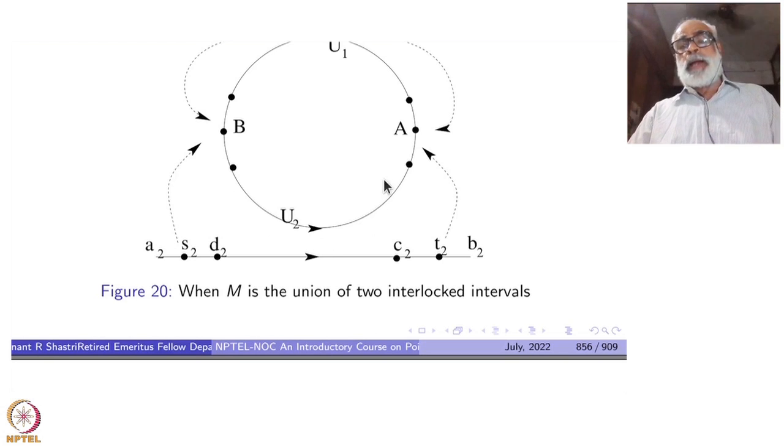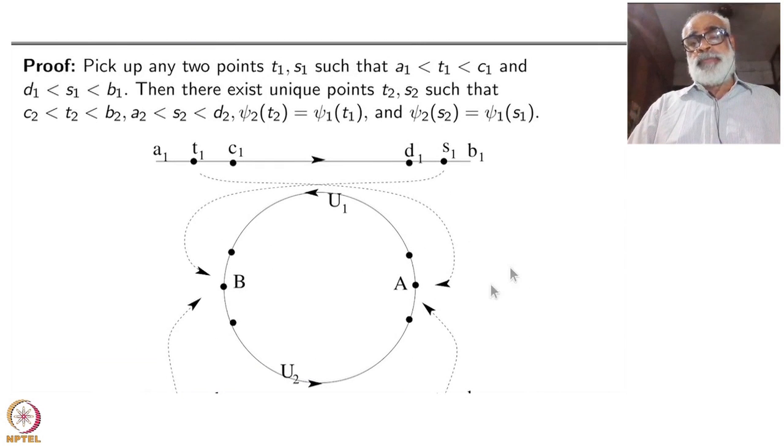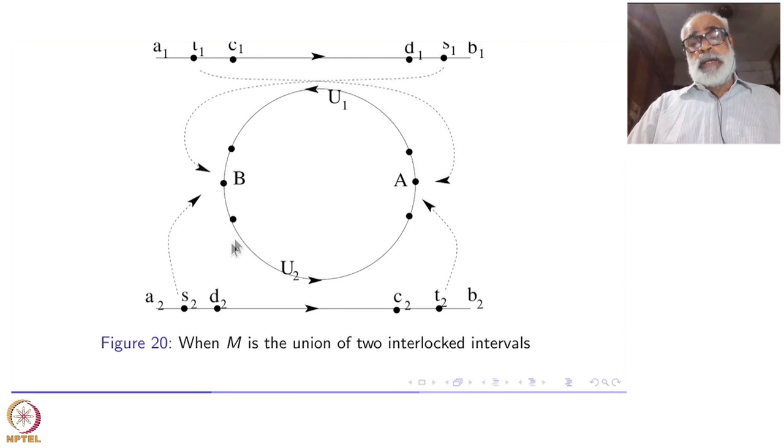So this is the U2 part, homeomorphic to that one. And that is the U1 part, and the intersection is this A and B. So U1 comes from here all the way up here, and U2 is from this point to that point. So these two are the intersections, A, B, right? Now, Psi1 inverse of A is this part, A1 to C1. Psi1 inverse of B is D1 to B1. Similarly, Psi2 inverse of A is C2 to B2, and Psi2 inverse of B is A2 to D2.